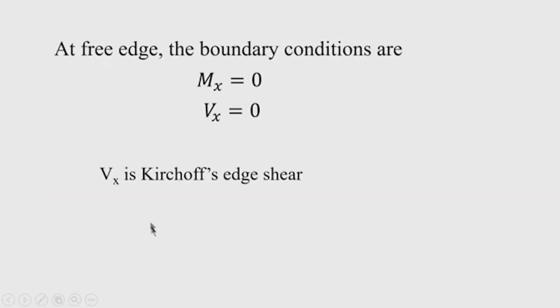At the free edge, imposing the conditions m x equal to 0 and V x equal to 0, where V x is the Kirchhoff's edge shear, one can write the boundary condition.